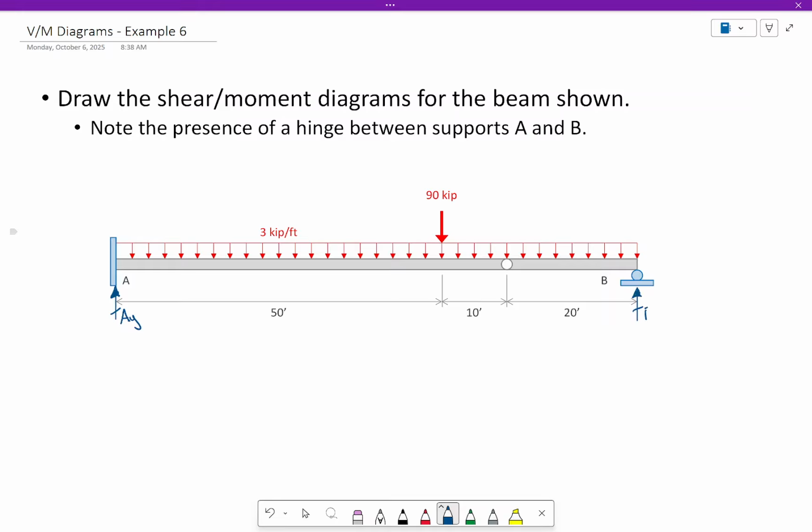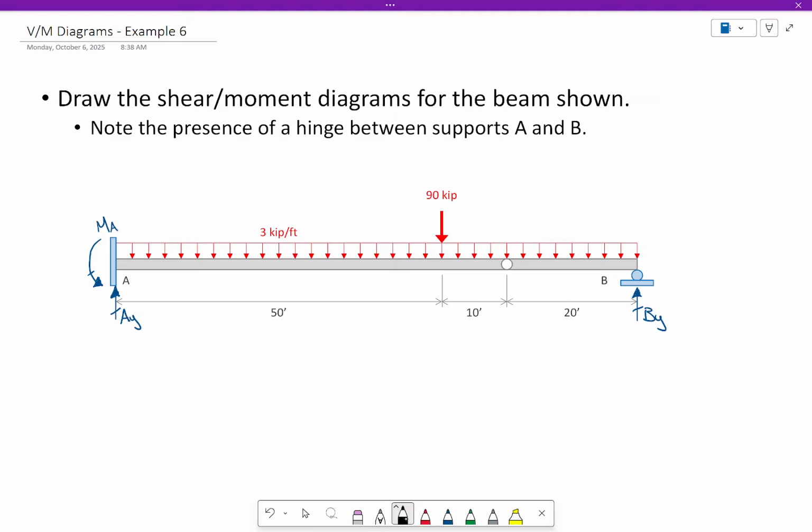A vertical reaction here, which we'll call BY. A moment reaction, which we'll call MA, okay? Now to be clear, I am assuming directions for these things, so we'll just assume all the vertical reactions are upward. We'll assume that my moment is counterclockwise, okay? If I get a negative answer, it just means I assumed incorrectly, okay?